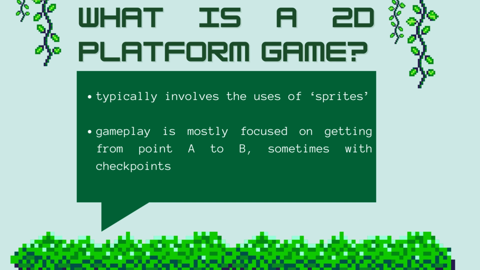2D platformers also typically involve the use of sprites, which we will explain later on. Now, gameplay of 2D platformers is mostly focused on getting from point A to point B, sometimes with the inclusion of checkpoints in between point A and B.